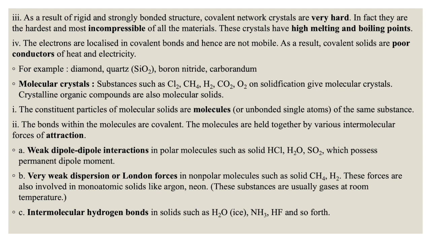They have high melting and boiling points. The electrons are localized in covalent bonds and hence are not mobile. As a result, covalent or network solids are poor conductors of heat and electricity. Examples: diamond, quartz, boron nitride and carborundum.